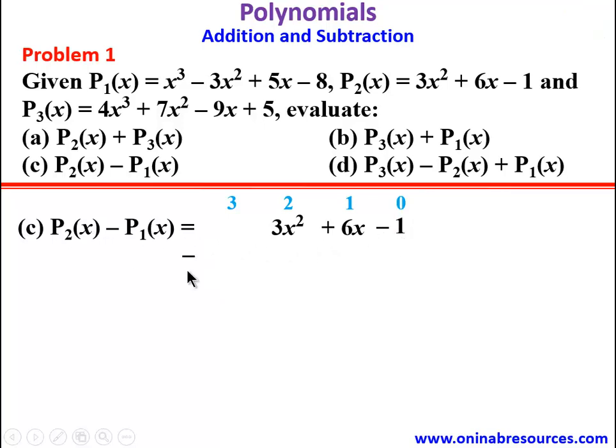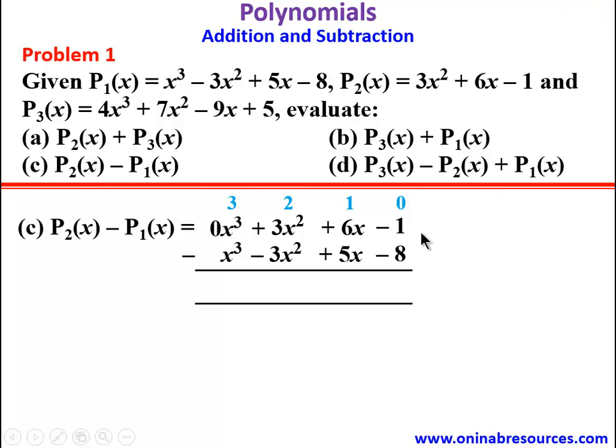Then this is going to be minus P1 of x. So the highest degree there is x3. It comes under 3. Then minus 3x squared comes under 3x squared. Plus 5x comes under positive 6x, and minus 8 comes under negative 1. In P2 of x, the term x raised to the power 3 is missing. So we make it 0x3 because the coefficient is 0 there. This is just for the purpose of simplification.